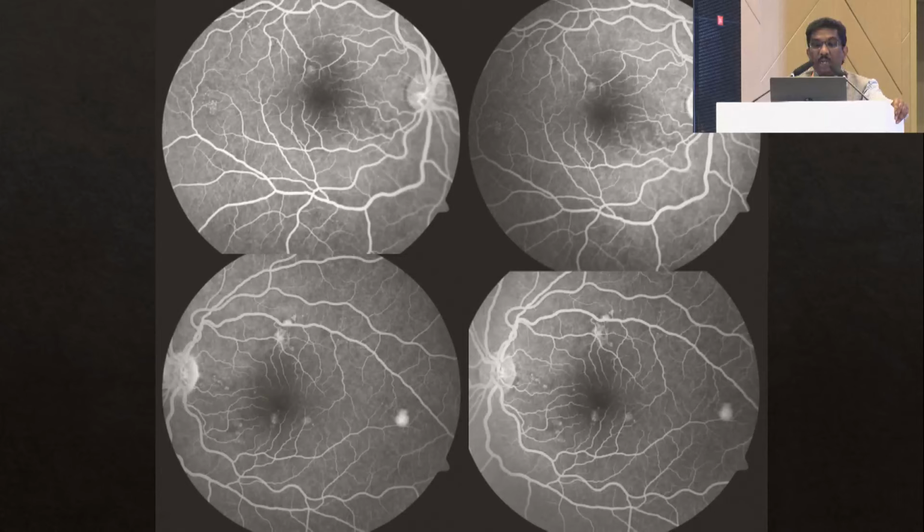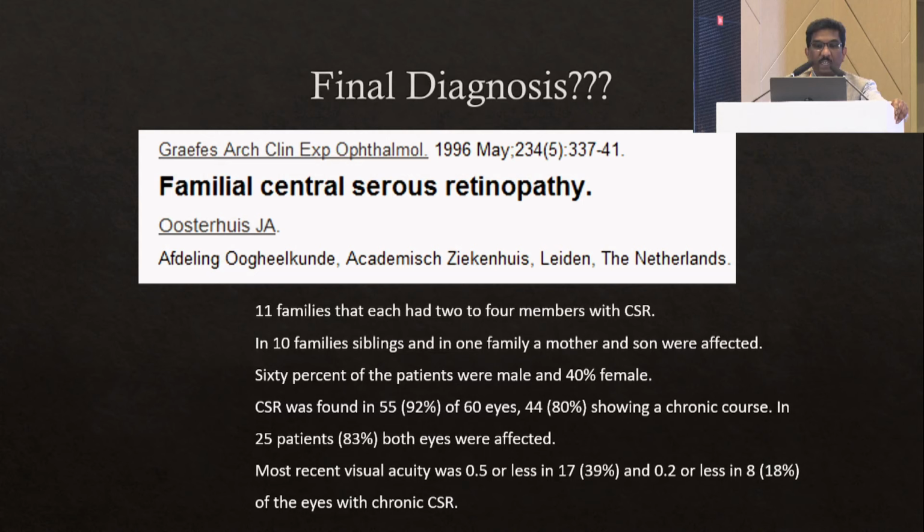So when I went back and searched the literature, actually there is a condition called familial serous retinopathy that has been described way back in 1996. So very rarely one may have to consider these differential diagnoses.